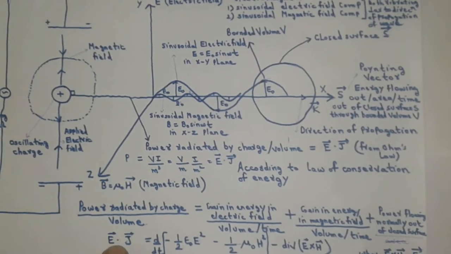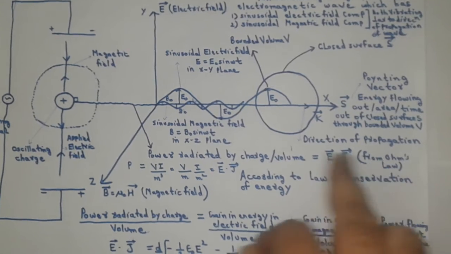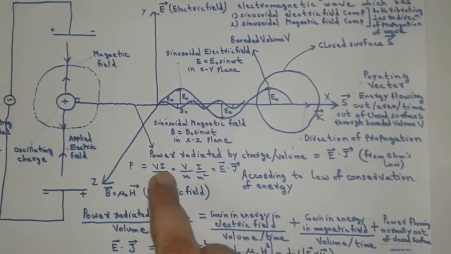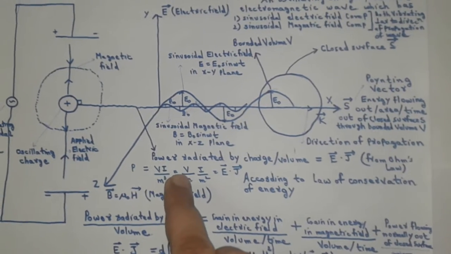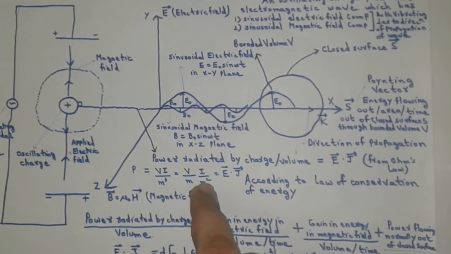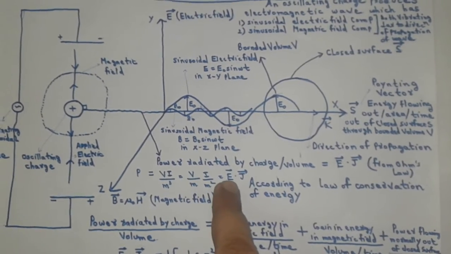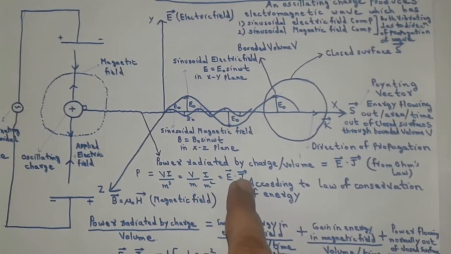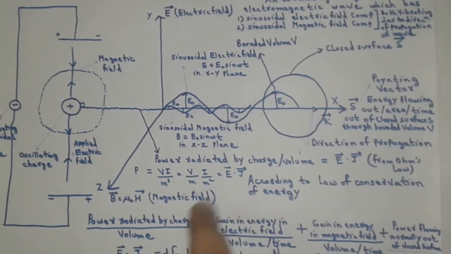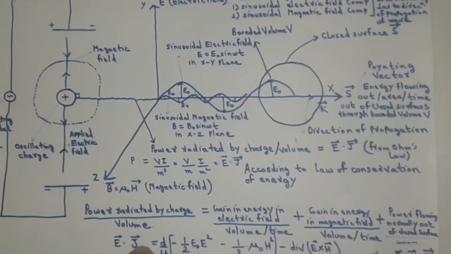The power radiated by charge is E dot J. We get it from Ohm's law, because if power is V into I, per unit volume we divide it by meter cube, this can be written as V upon meter into I upon meter square. Now voltage upon length is electric field and current upon area is current density. So the power per unit volume becomes E dot J. This is the power radiated by the charge per unit volume.